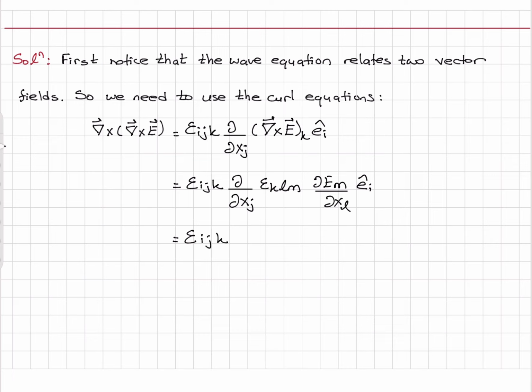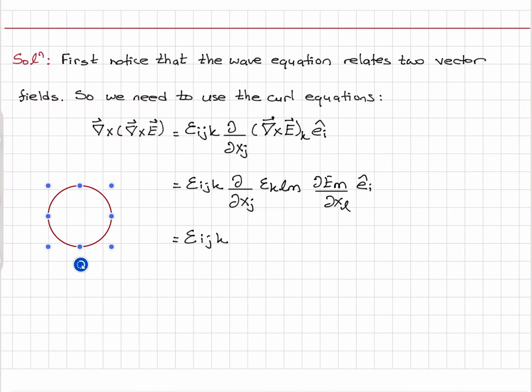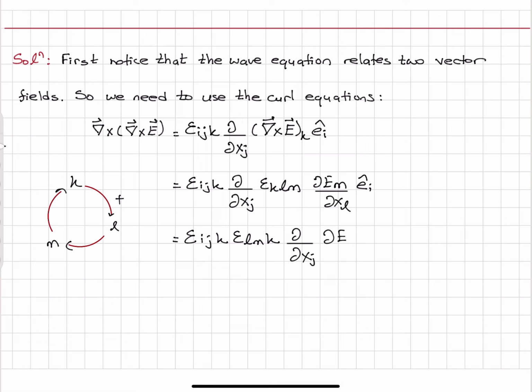Now klm I'm going to reorder, so let's remember that when I have klm, this is clockwise direction, that's positive direction. klm is the same thing as lmk. So this is epsilon lmk. I want to use the Levi-Civita identity, del xj, del em, del xl in ei hat direction.